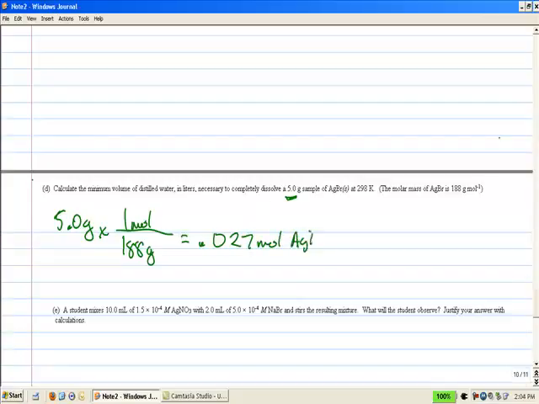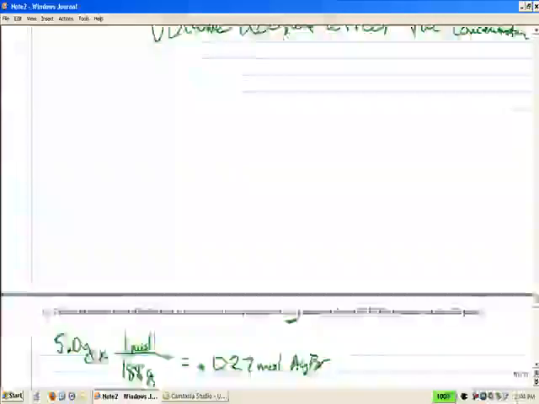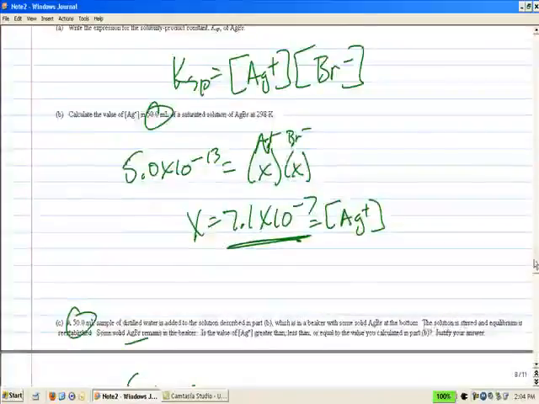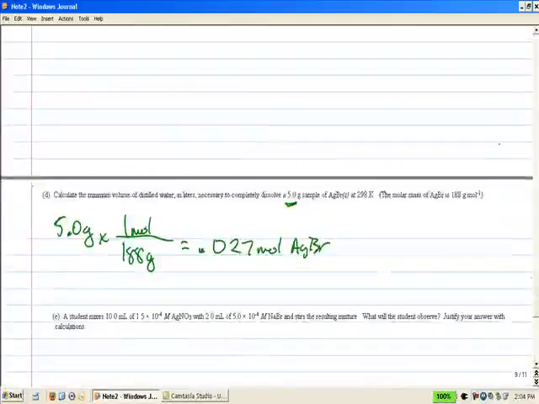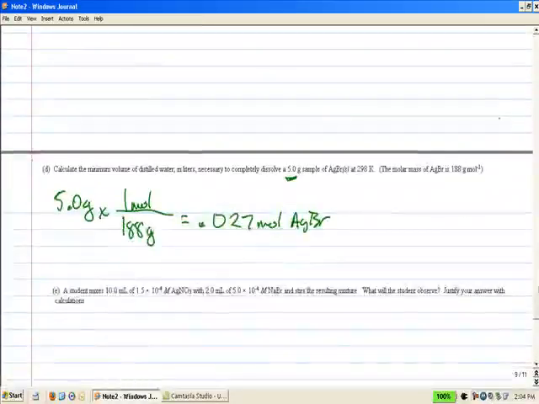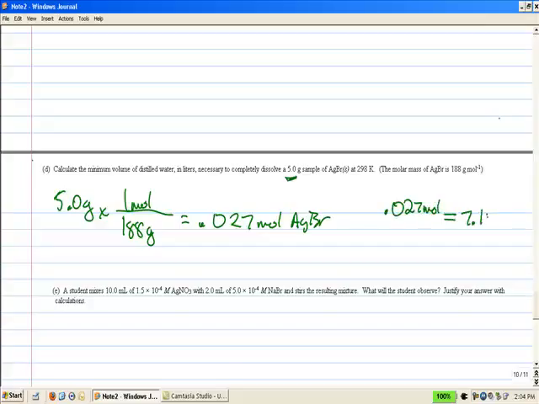0.027 moles of AgBr. So that's how many moles you need. Well, you know that your concentration is going to be 7.1 times 10 to the minus 7th. So the question is, how much solution do you need to get to a concentration of 7.1 times 10 to the minus 7th? So we know the moles are 0.027. We know our concentration needs to be 7.1 times 10 to the minus 7th. The only question is, what does that volume need to be?